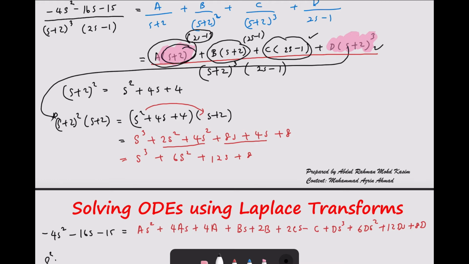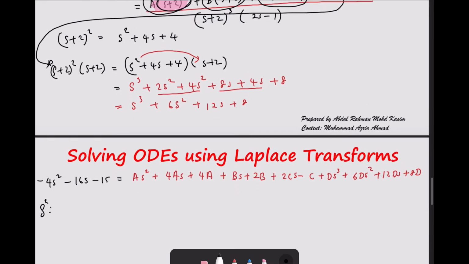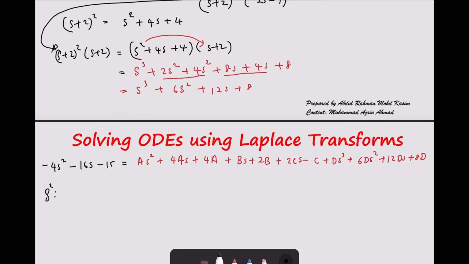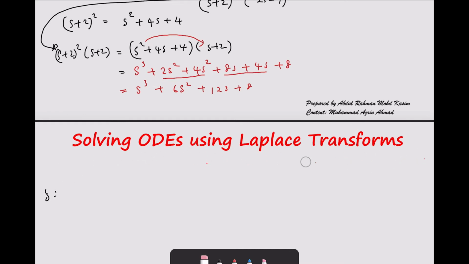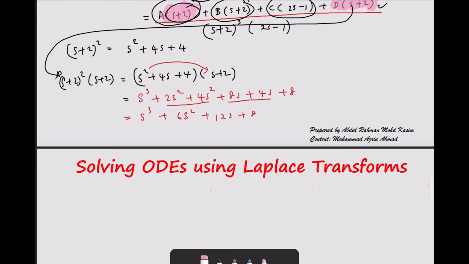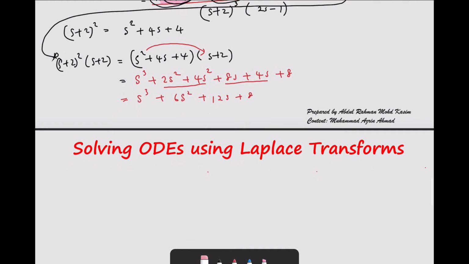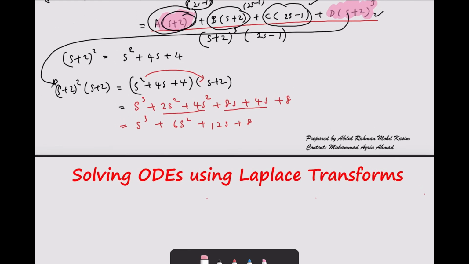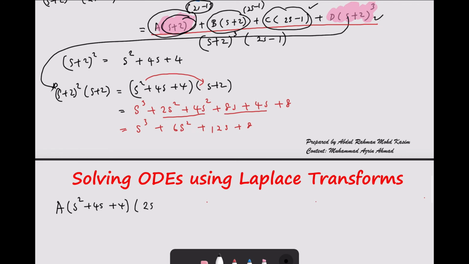So what will you get, class? Basically, let's clear it first, clear this one first. Okay, no need to clear this one. So now for A, what you need to do is multiply A with s squared plus 4s plus 4, and also multiply with 2s minus 1.